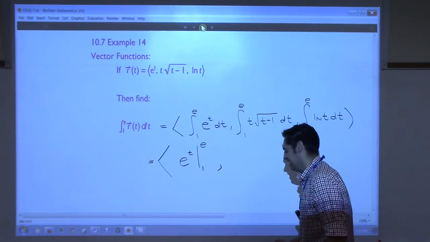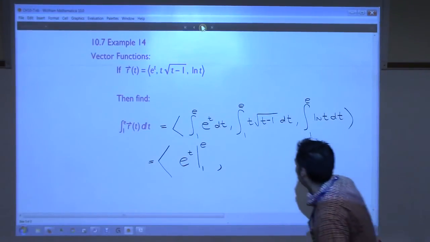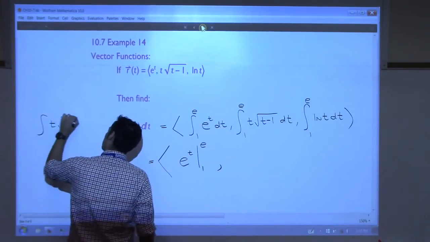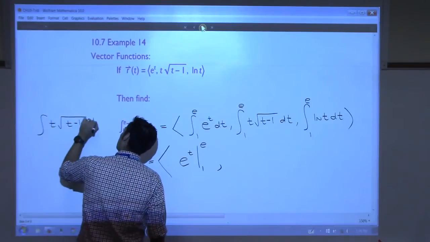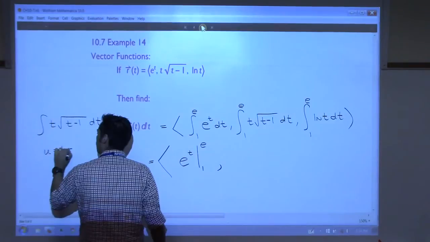Something in there? Oh, you could do a u-sub, right? Basic u substitution would work on this one, I think. Hold on. Let's do it over here. If I'm trying to integrate t root t minus 1 dt, then I can make a basic substitution. u is t minus 1.